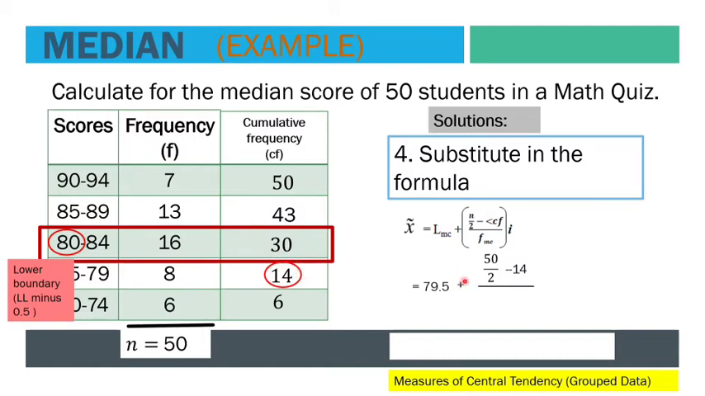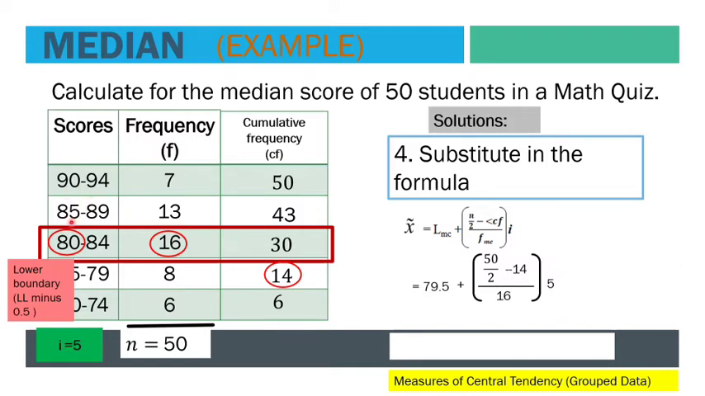Now the f, or frequency of the median class. The frequency of the median class is this number, 16. So we write it in the denominator. And then finally, we have to multiply the expression by 5. So where did we get 5? The class interval came from here. That's from 90 to 94. We can count. There are 5 scores from 90 to 94: 90, 91, 92, 93, and 94.